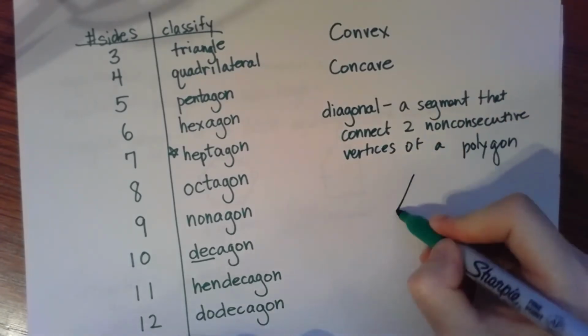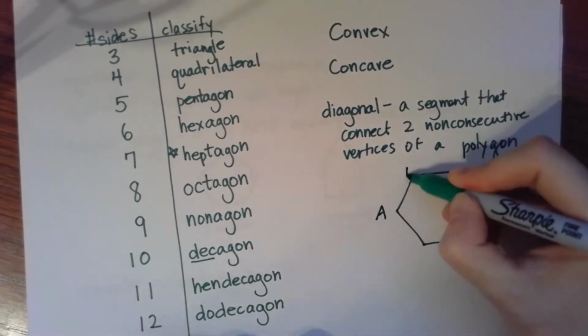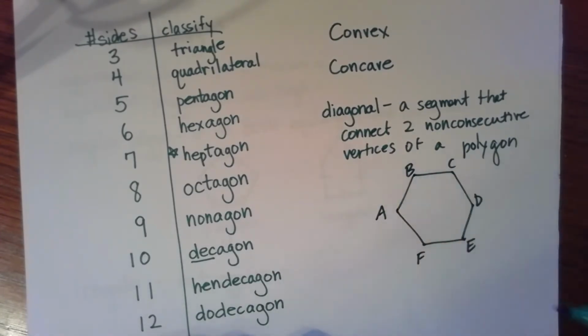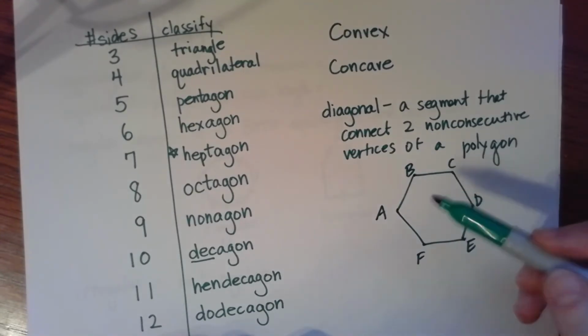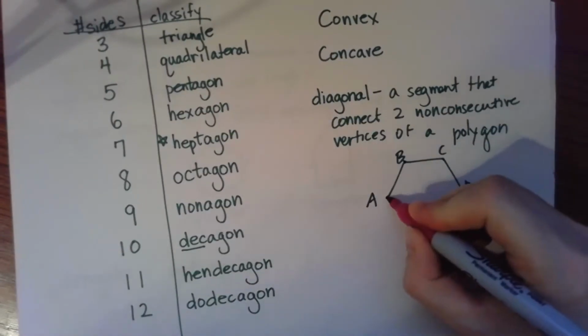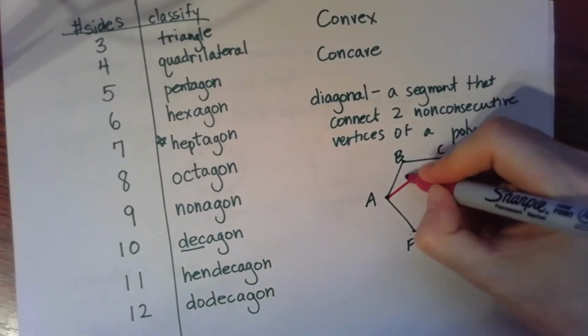So let me draw another polygon here. If I were to look at this polygon, A and B are consecutive vertices because they're right beside each other, and A and F are consecutive vertices because they are right beside each other. So a segment that connects A and B or A and F would not be called a diagonal. A diagonal connects non-consecutive vertices. So A and C are examples of non-consecutive vertices. If I were to draw this line segment, that would be a diagonal.